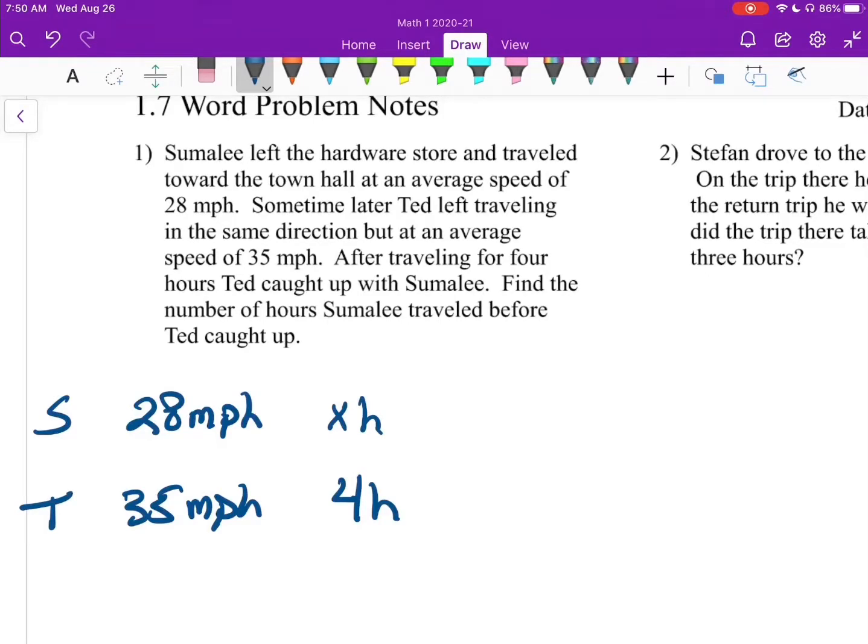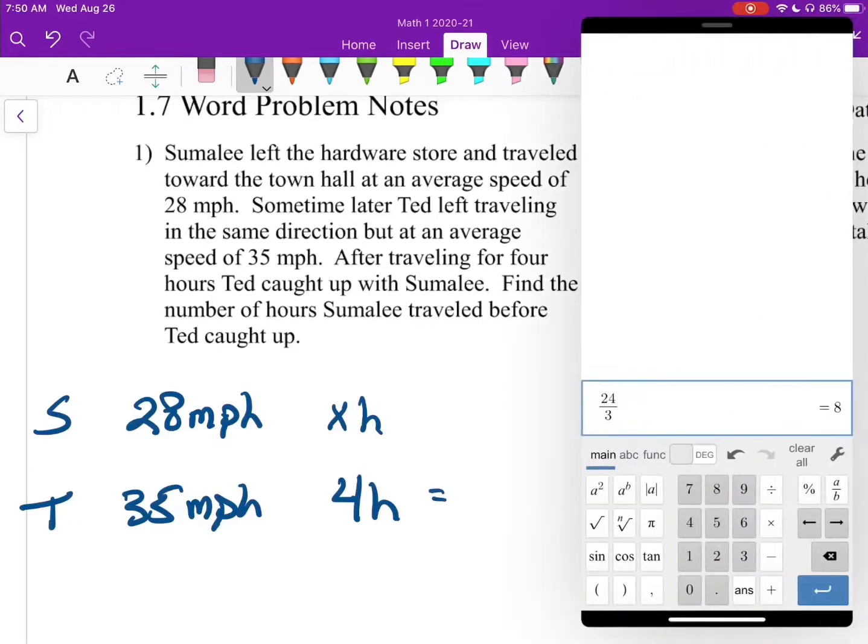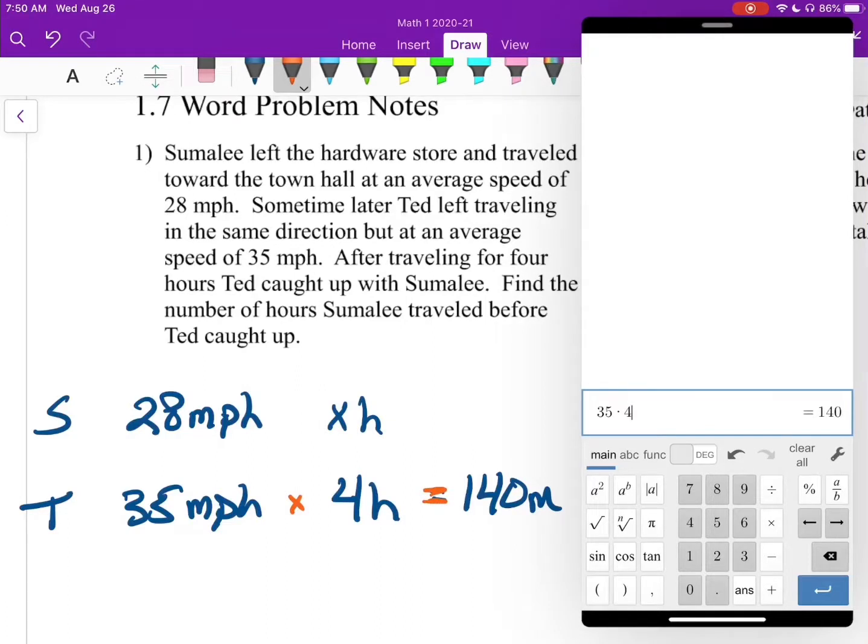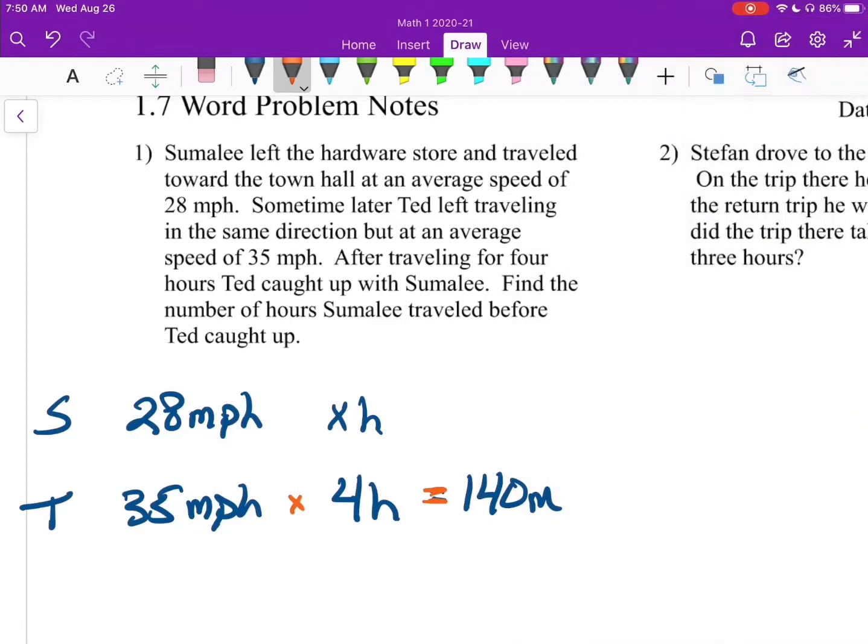So the way that I would do this problem is I would say, well, let's find how far Ted traveled. Ted traveled 35 miles per hour for 4 hours, and he traveled 140 miles, right? The way that I did this is I multiplied these two and it equaled that. So they both traveled to the same place, right? So they both traveled over the same distance.